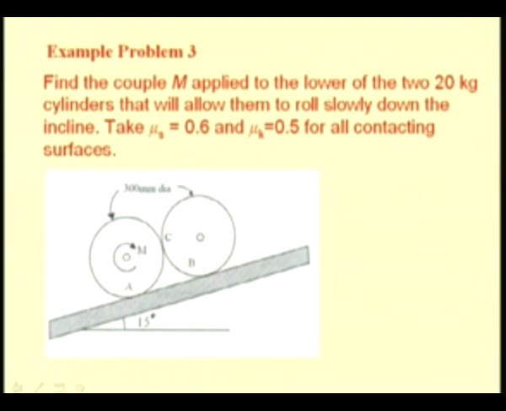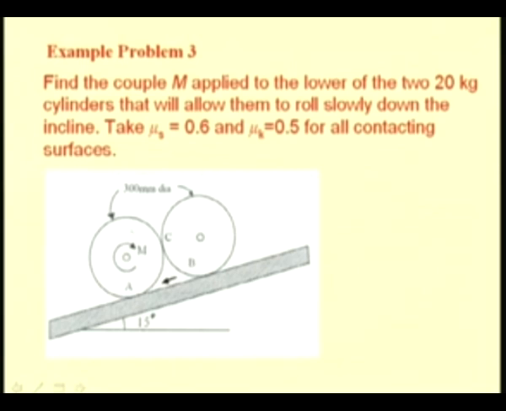Now, a moment M is applied to this cylinder in order to allow these two cylinders to roll slowly down this incline. So, we are interested to determine the value of this moment M that is required to allow for this slow motion to be possible. In order to solve the problem, let us consider the free body diagram for each of these cylinders.